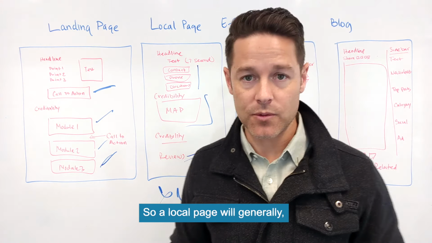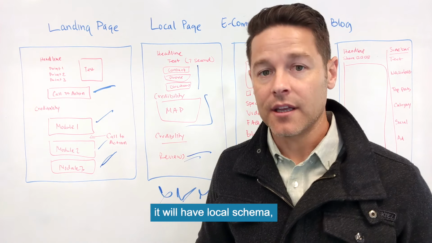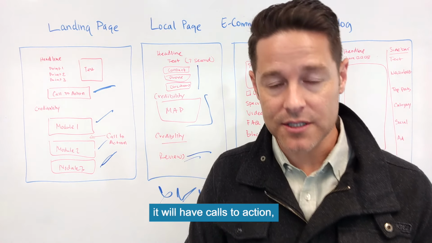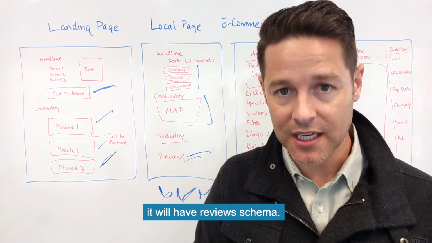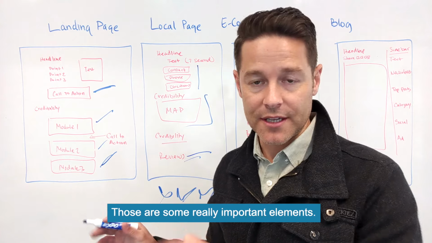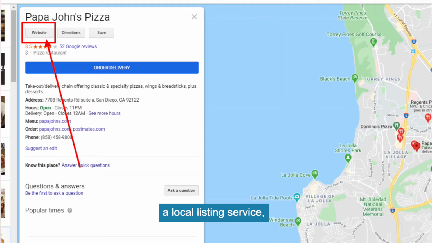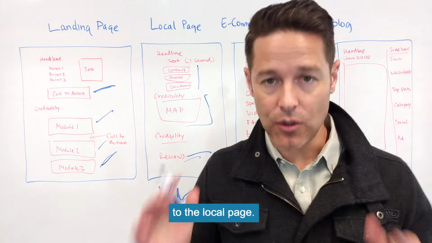So a local page will generally, on the SEO side, have local schema, it will have the map embedded, it will have calls to action, it will have review schema, and those are some really important elements. Also, the Google My Business and all the local listings out there, whether it be Yelp or you're using a local listing service, all of those will link back specifically to the local page.